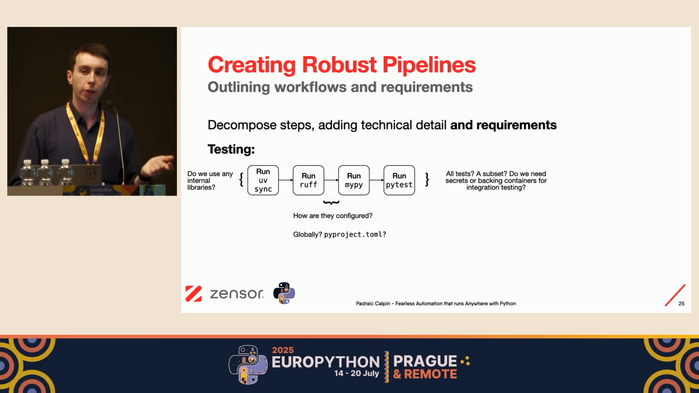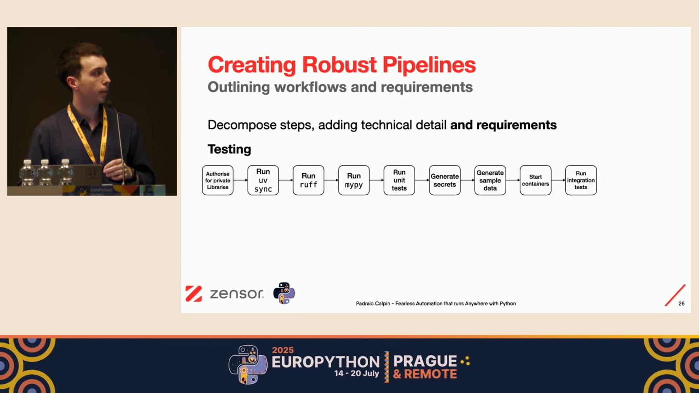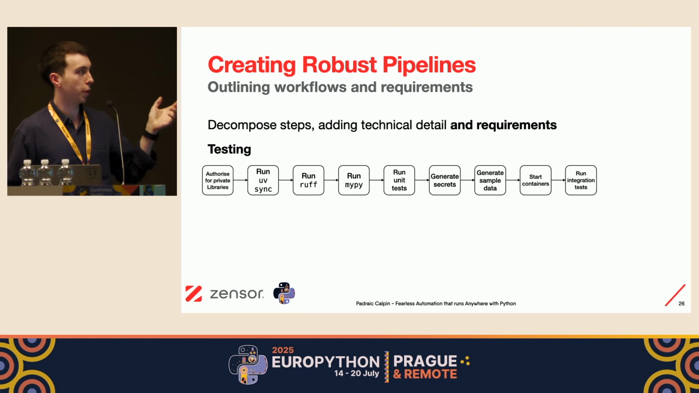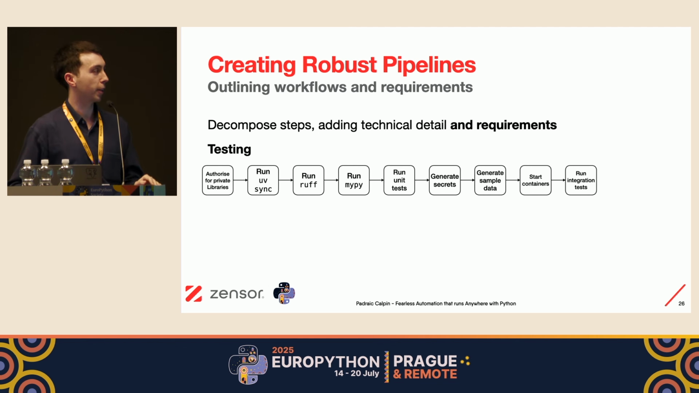Are we running all the tests, a subset of them? What do our tests need? Do they need secrets? Will they need some kind of additional service, like a database, to be running for integration testing? These are all the things you want to think about. And at the end of this exercise, what you're going to end up with is a much more detailed pipeline that looks something like this.